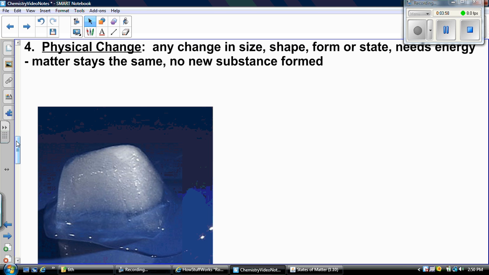If you take a sheet of paper and you rip the paper in half, you're changing the size, but it's still paper. No new substance was formed, but you needed energy to do that. I had to use mechanical energy to tear a piece of paper. So that's what a physical change is.